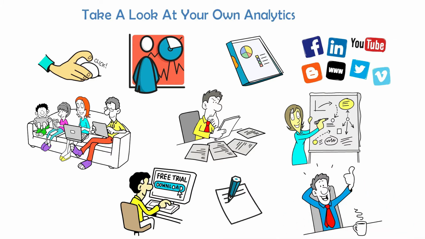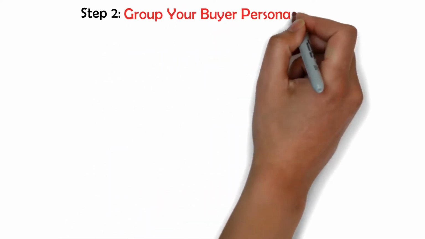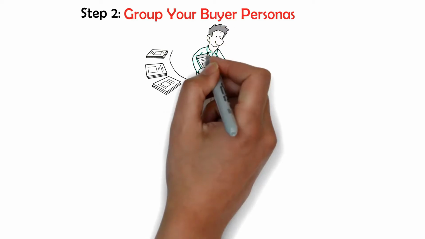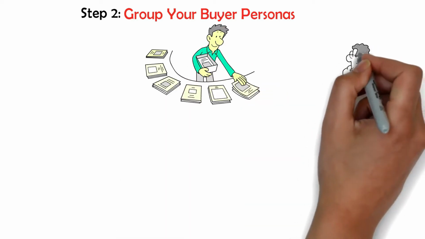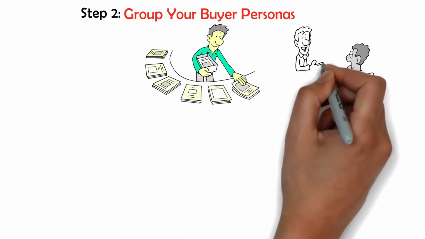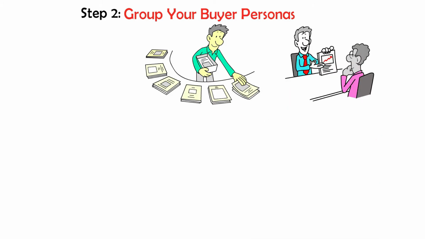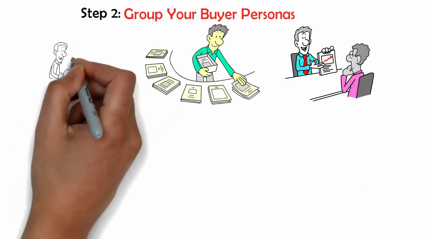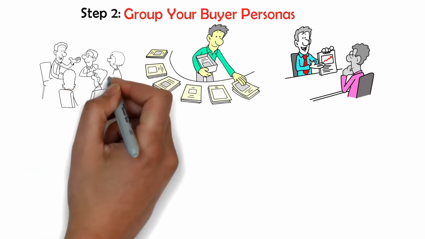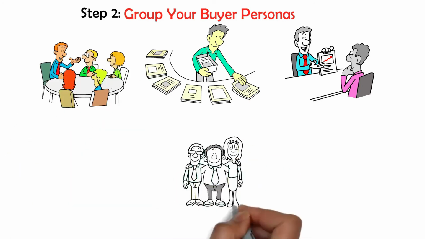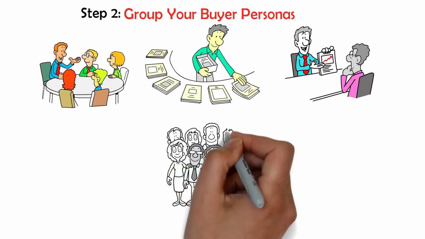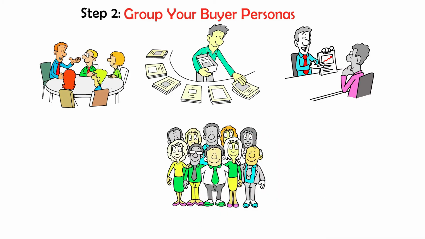successful buyer personas. Step number 2, group your buyer personas. It's time to organize all of the data you've found. Take a look at your research and figure out the similar goals and problems that your customers have. Clients and prospects value your company or product in similar ways, which will allow you to distinguish all of the various potential customers into different buyer personas.